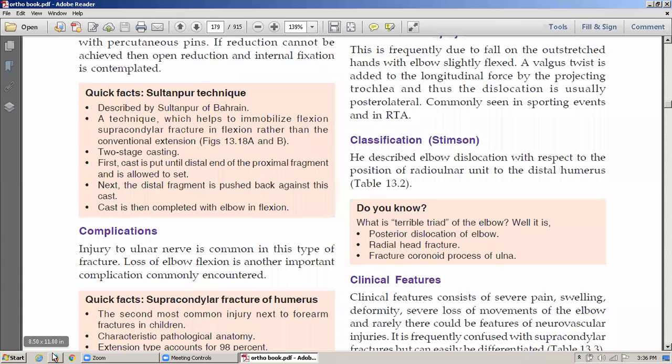The complications are injury to the ulnar nerve, which is common in this type of fracture. The loss of elbow flexion is another important complication which is commonly encountered. Firstly, injury to the nerve and then loss of elbow flexion.